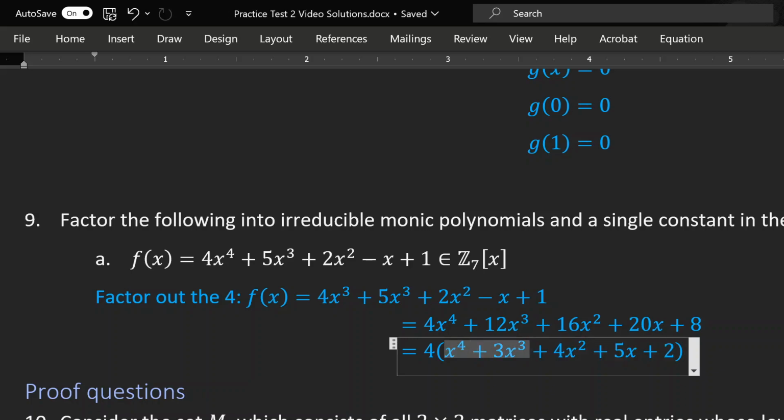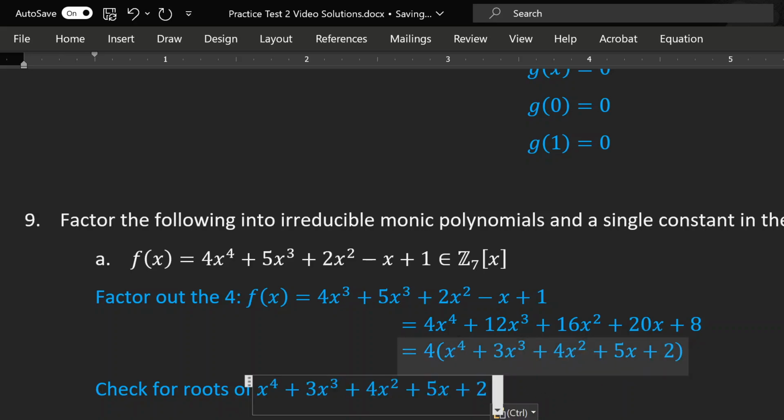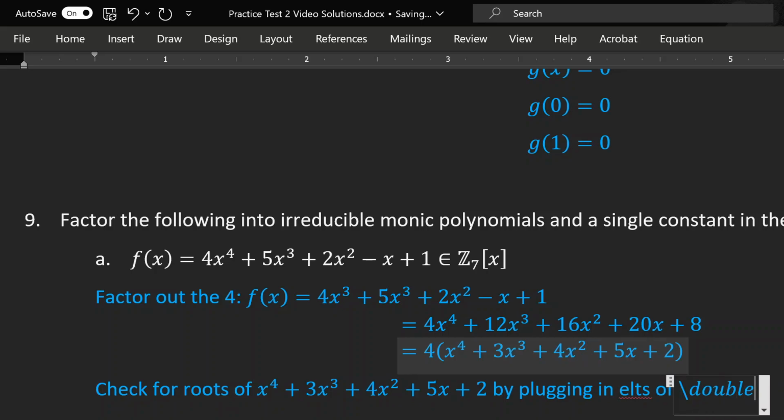So now what I want to do is factor this part that's left over, which, as you can see, is now monic. So to figure out what the factors are, I want to check for linear factors first, and I can do that by checking for roots. So I'm going to check for roots of this part by plugging in 0, 1, 2, 3, 4, 5, and 6, which are the only elements in Z7, did I say Z6? Okay. So when x equals 0, I get 2.